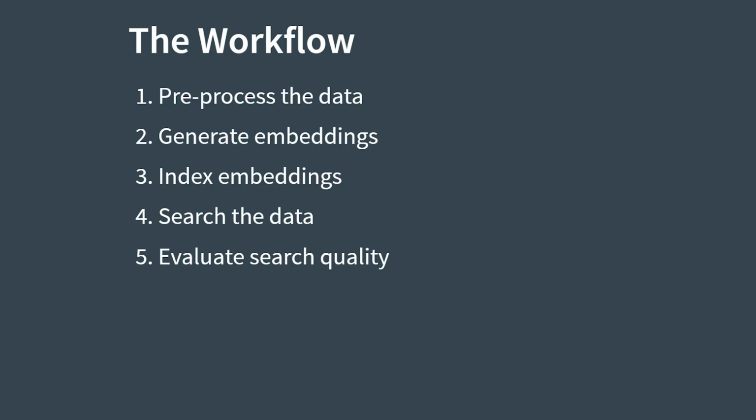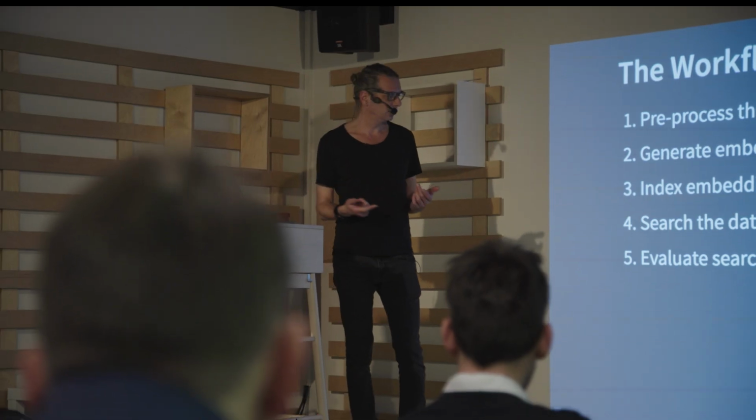Our workflow will be basically 5 steps. We will need to pre-process the data, and it might sound boring and insignificant. Funnily enough, it is usually the most important part of the whole process. We will need to generate embeddings and do that efficiently. I will explain a couple of tricks you might use to make it run faster, to save time or money.